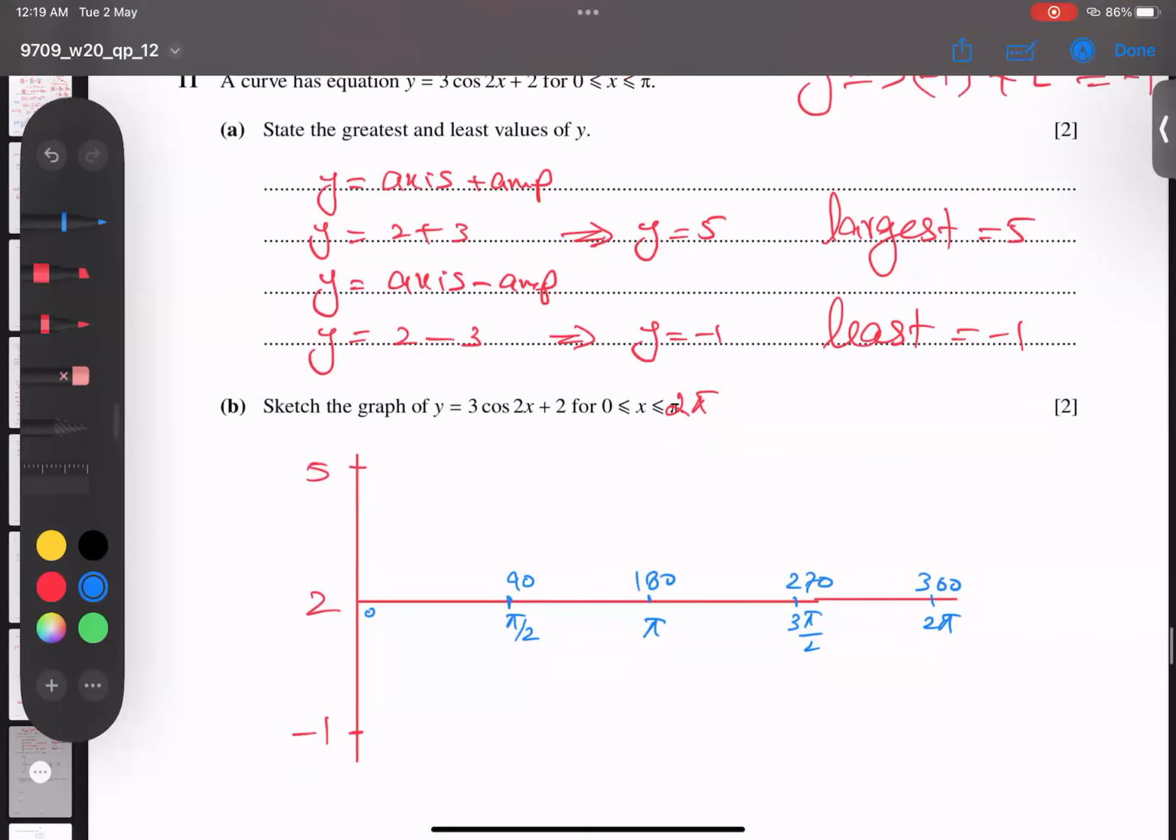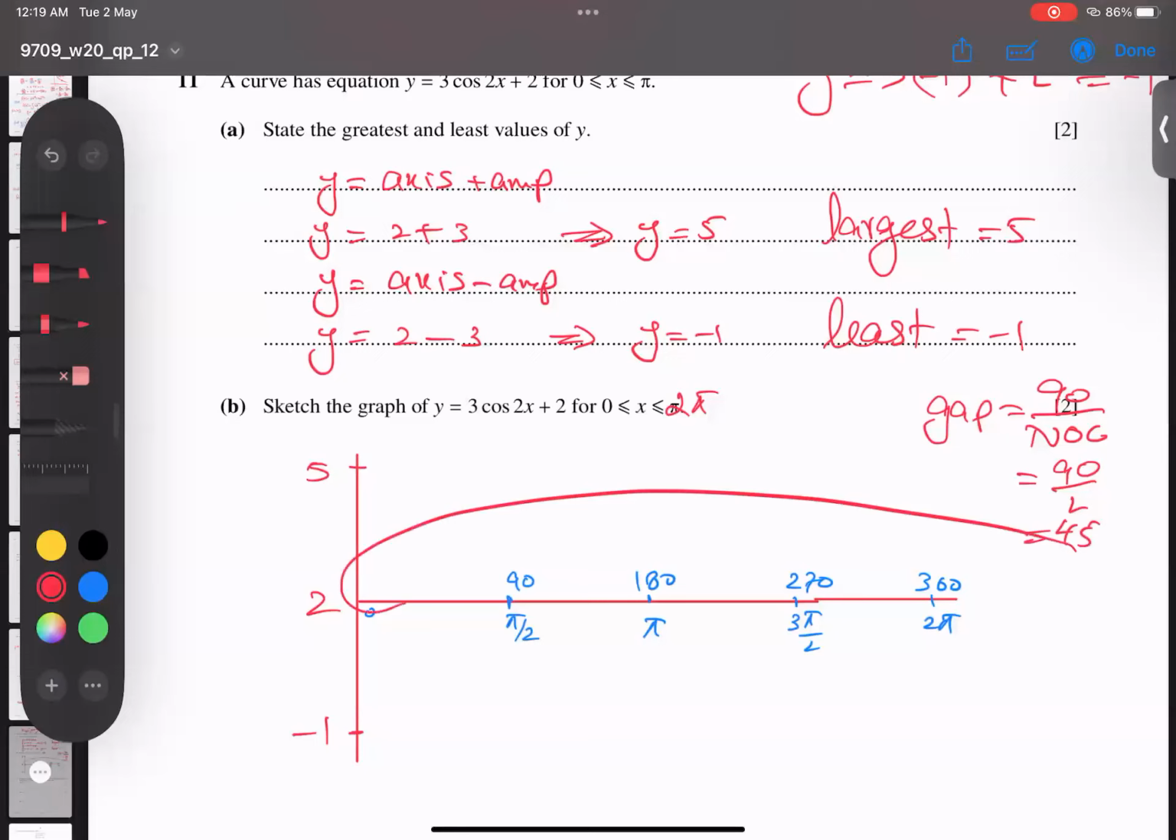So simply, as I taught you before, because there are 2 cycles, what is the gap you put here? The gap is 90 degree divided by the number of cycles, NOC. This is called the number of cycles, you know. So divide 90 by 2, I get 45 degree. It means the technique is to take 45 degree, and I make it in the middle, 45 degree.